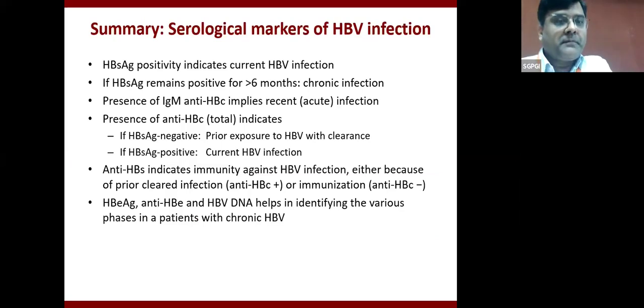So HBsAg positivity indicates ongoing infection. IgM indicates recent infection, which may resolve in due course of time. Once infection happens, IgG will continue for life. Anti-HBs will appear only after HBsAg is negative. And to differentiate between vaccine-induced anti-HBs and natural immunity-induced anti-HBs, you have to take help of core antibody.